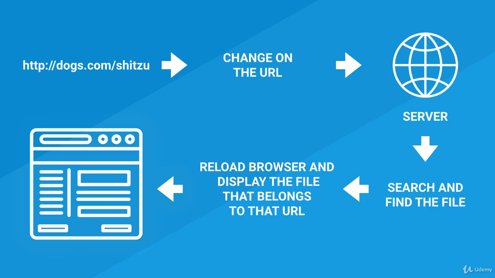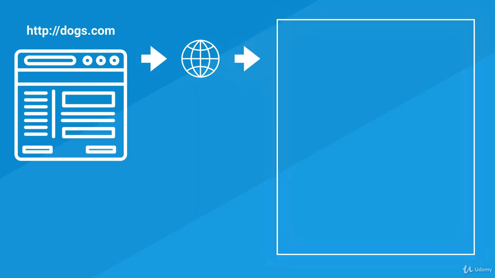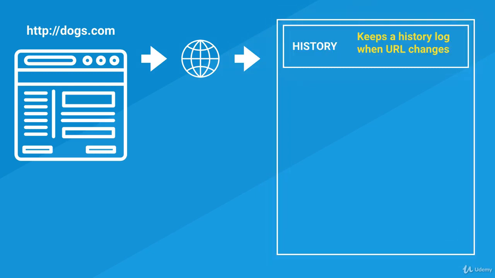Now on single page applications, it's going to work a little bit differently. So let's go right here. We have our application inside docs.com. Of course we make a request to this, it's going to go to the server, and the server is going to return our application. Now, our application is going to be a single page, and it's going to have different parts. First, we're going to have a history. This history is going to keep a log of when the URL changes. For example, if I go to docs.com/shih-tzu, the history is going to be listening for that. It is going to grab that URL and store it. It's kind of like a big JSON with all the URLs.